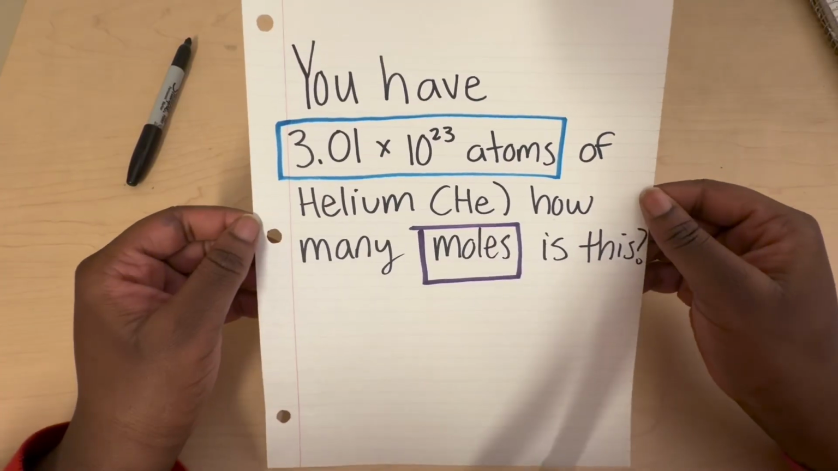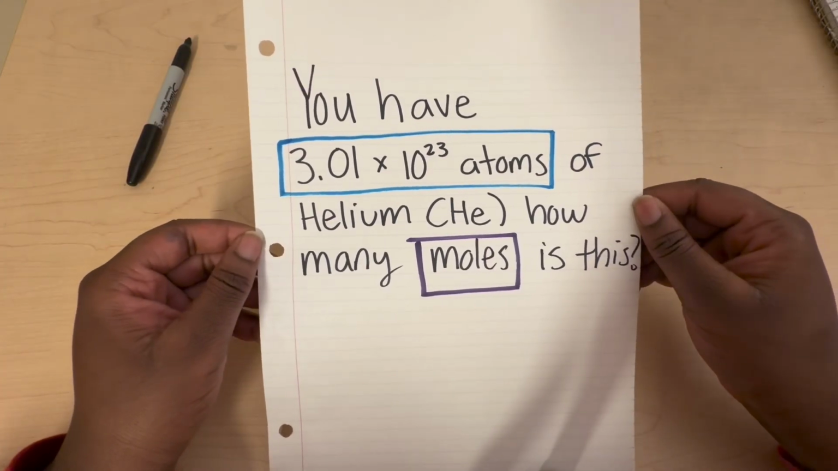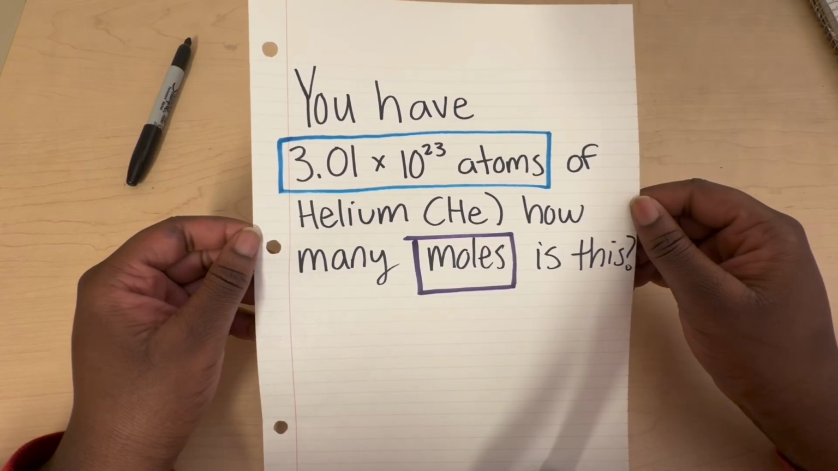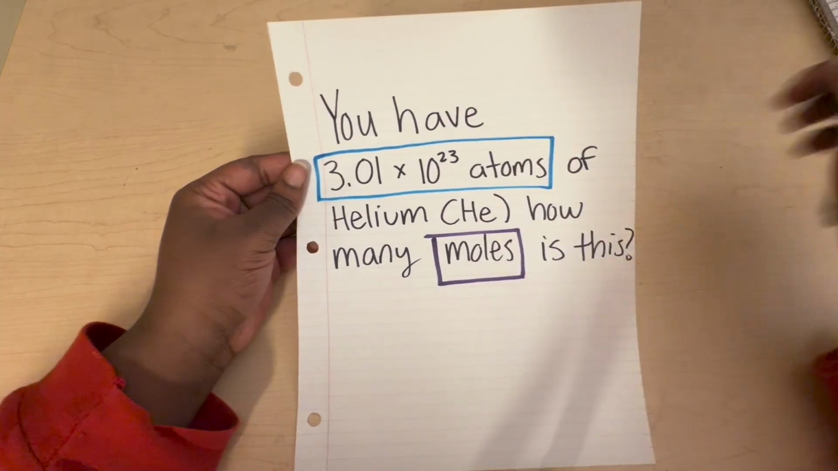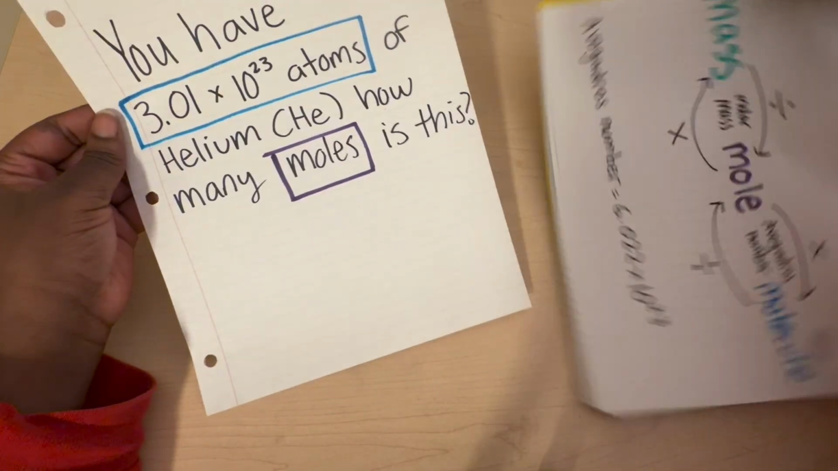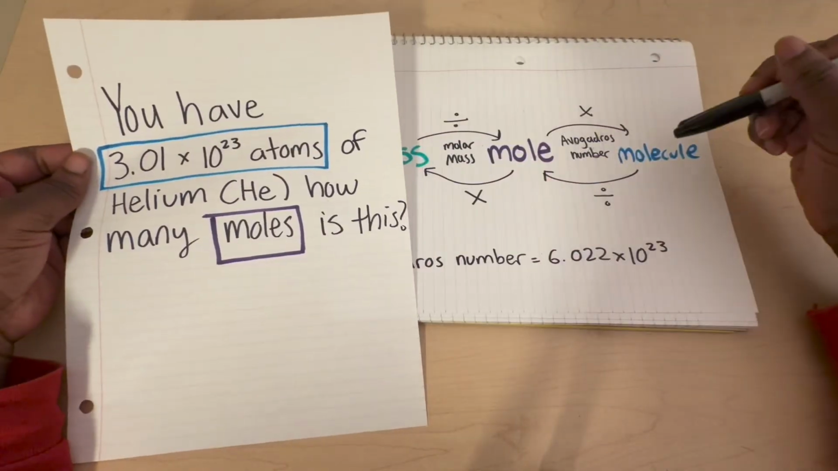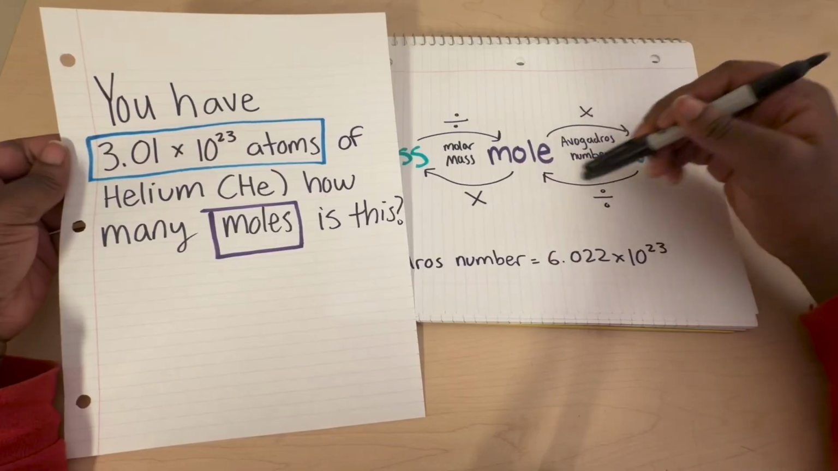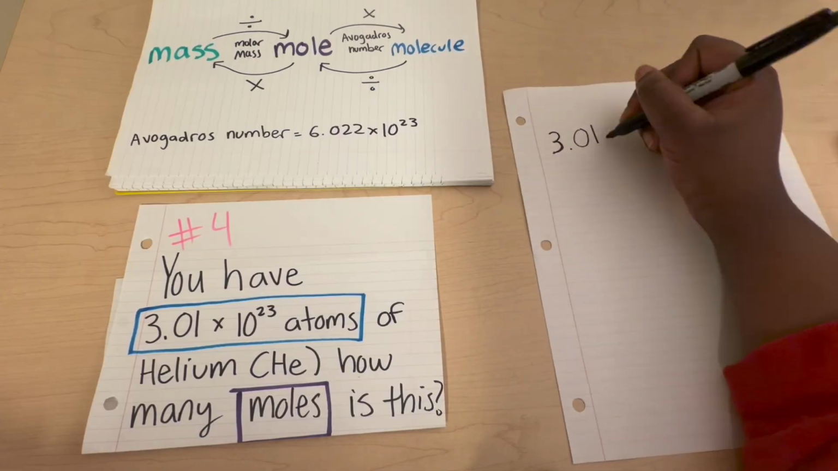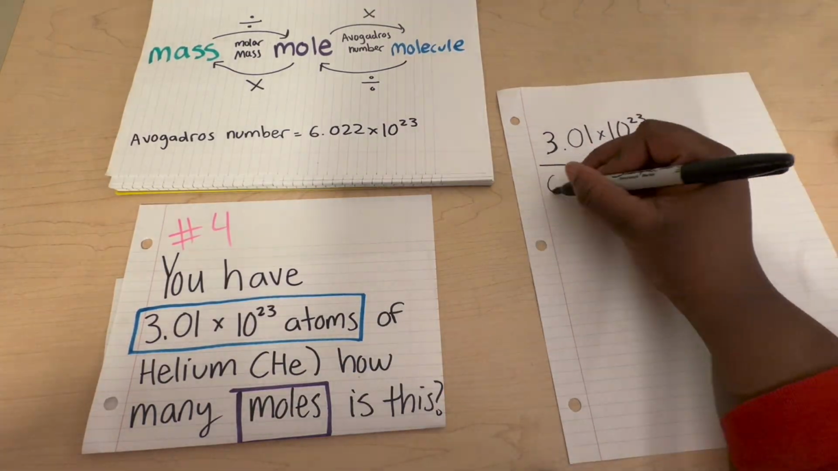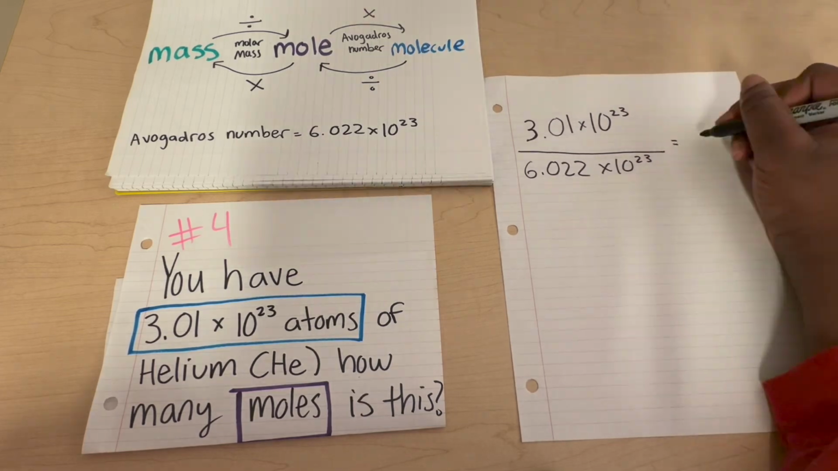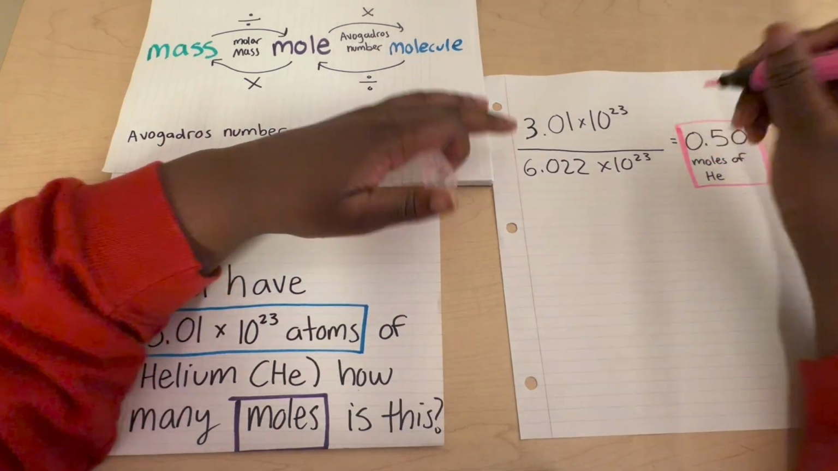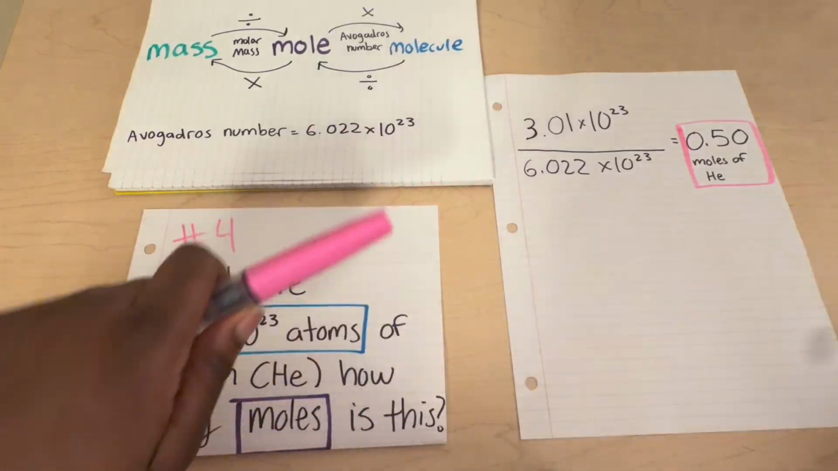Now for the fourth question. You have 3.01 times 10 to the 23rd atoms of helium. How many moles is this? So we have our atoms, and we're trying to find our moles. And if we look on the chart, if we want to go from atoms to moles, we divide by Avogadro's number. So let's take our atoms, and we divide by Avogadro's number to get the moles. Did you get 0.5 moles of helium?